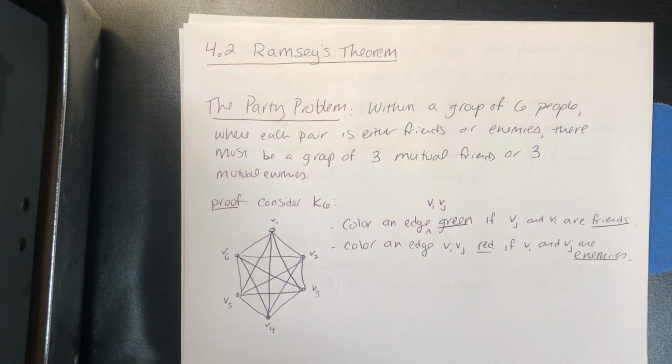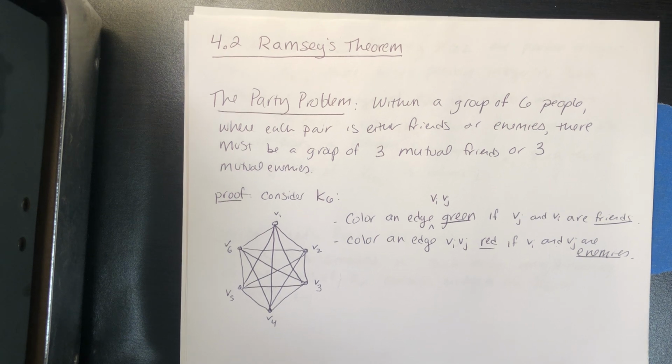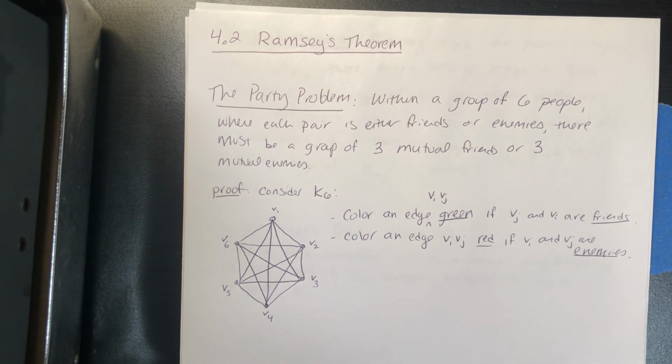In section 4.2, Ramsey's theorem and Ramsey theory, we start by talking about the party problem. So the party problem basically says that within a group of 6 people, if you know that every pair of people in that group is either friends or enemies, then there must be a group of 3 mutual friends or 3 mutual enemies within that group of 6.